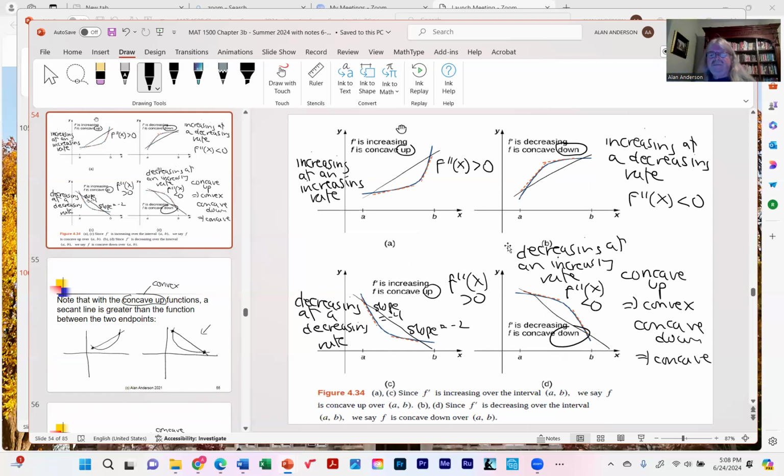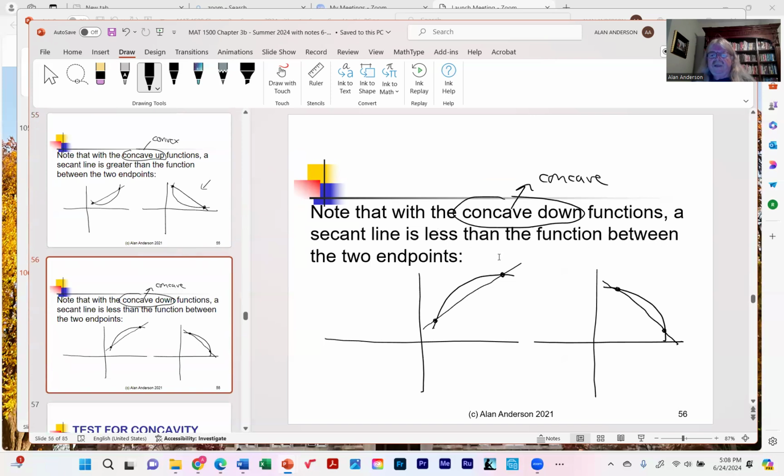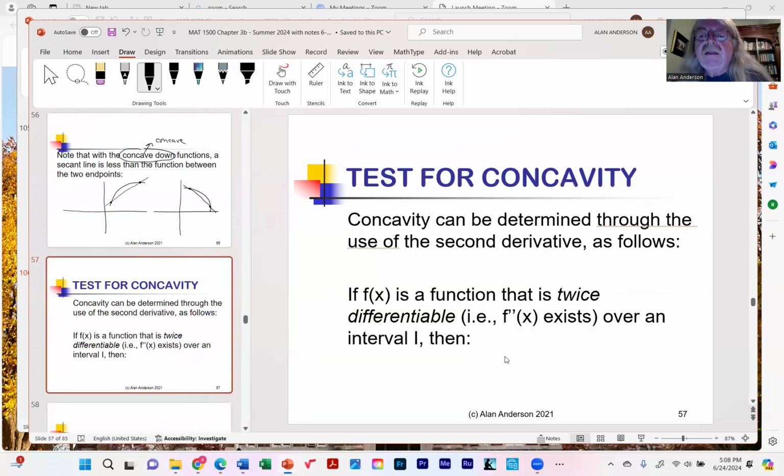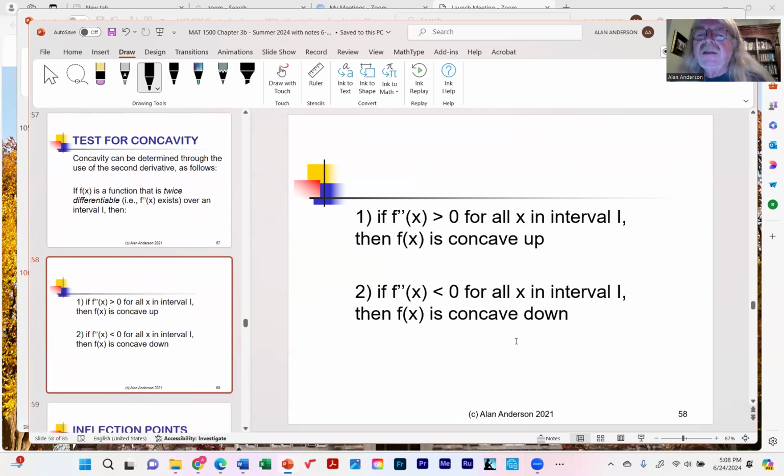And so again, this is more geometry. You can tell by looking at the relationship between the function over that interval and the secant line. But now we're going to use a more formal test. We're going to claim that as long as f of x is twice differentiable, meaning that f double prime of x exists over a given interval I, then a positive second derivative, as we've already seen, is concave up. If the second derivative is negative, that's what we mean by concave down.